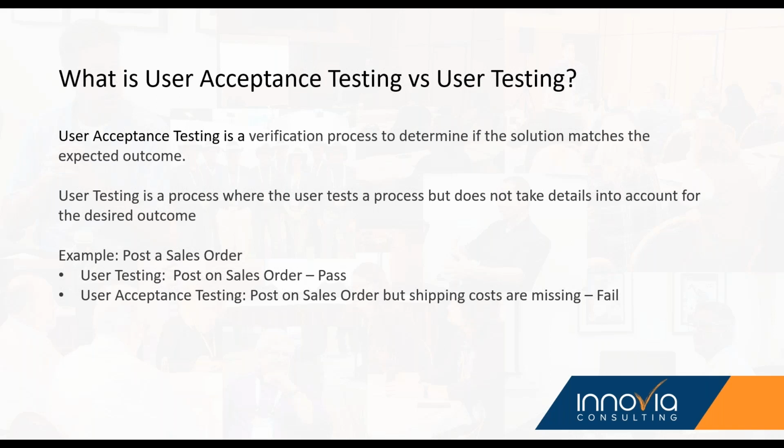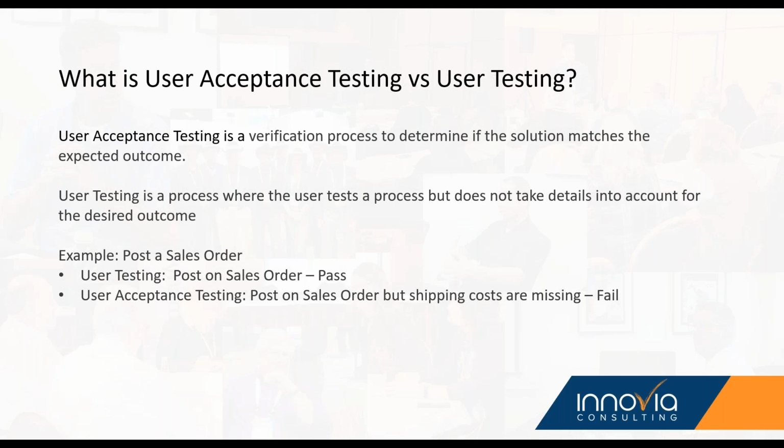An example is sales orders. A lot of clients use ISVs, and we'll use any shipping solution as an example. We can post from our sales order. We can go to our sales order and say, yep, I have 5 pieces, I want to post 5 pieces, and I've posted my sales order. That's user testing. I haven't really tested it. I haven't accepted the process.